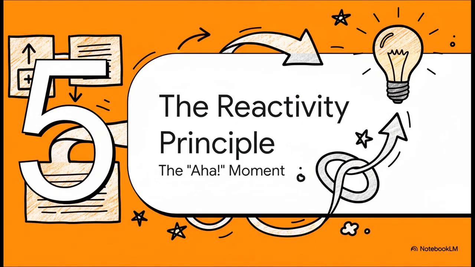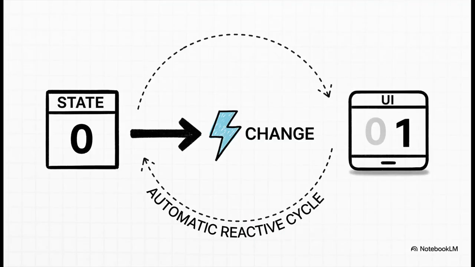Okay, we've built a counter, we've built a text input, we've seen a couple of cool examples. But now it's time to zoom out and really grasp the one core principle that makes all of this tick. Get ready, because this is the big aha moment. This is it. The single most important thing you need to remember. When state changes, the UI updates automatically. That's it. Just let that sink in.